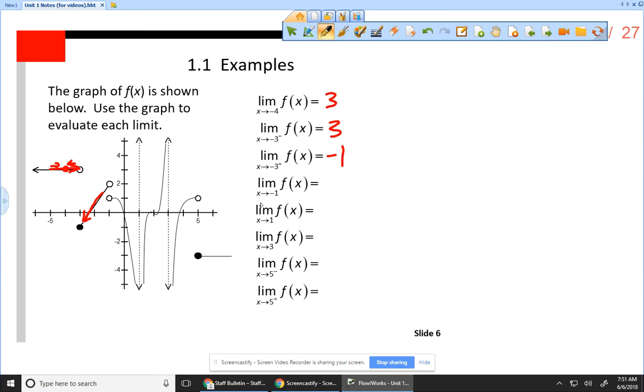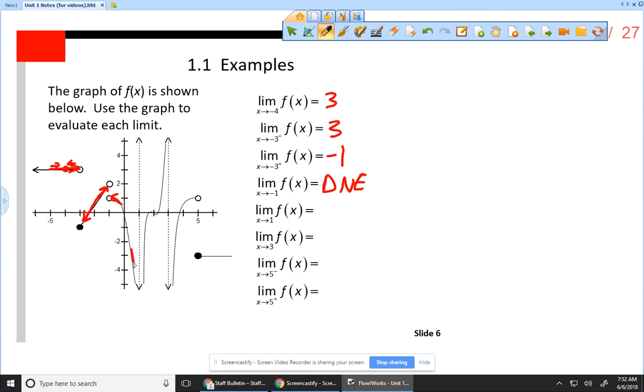All right, what about the limit as x approaches -1? Notice there's no superscript there, but we do need to consider both of those. So limit as x approaches -1. So from the left is 2, from the right is 1. Therefore, that limit does not exist because the limit from the left and the limit from the right are not equal. All right, what about the limit as x approaches 1? The limit as x approaches 1 here is 1.